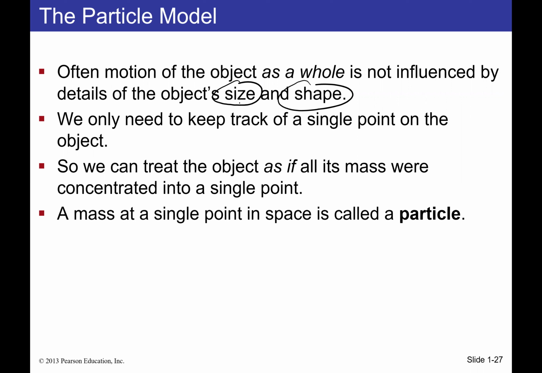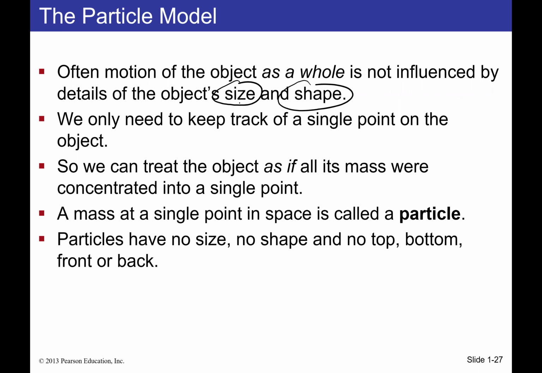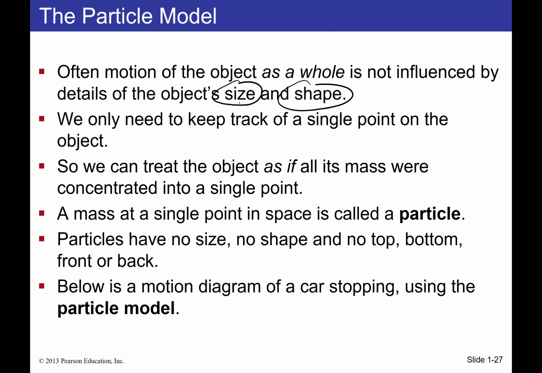So this is what we do in physics. A lot of times we use a simple model to describe some kind of phenomena. All right, so particles have no size, no shape, and no top, bottom, front, or back. That means we can represent any object that we consider a particle with just a dot, because it doesn't have a size or shape or anything like that. We can represent it with just a point particle, as it's sometimes known.